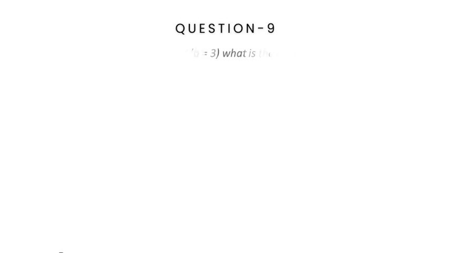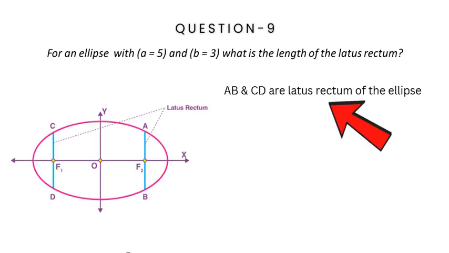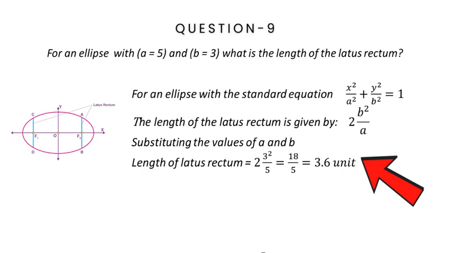The ninth question is, for an ellipse with a equals 5 and b equals 3, what is the length of the latus rectum? For an ellipse with the standard equation x square by a square plus y square by b square equals 1, the length of the latus rectum is given by 2 times b square by a. Substituting the values of a and b, you will get the length of the latus rectum equals 2 times 3 square by 5, equal to 18 by 5, equal to 3.6 units.